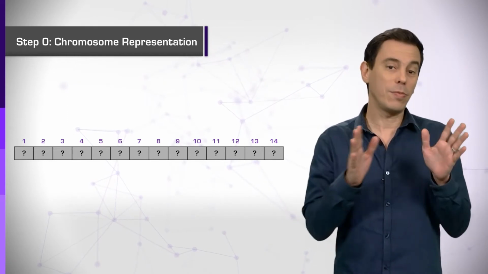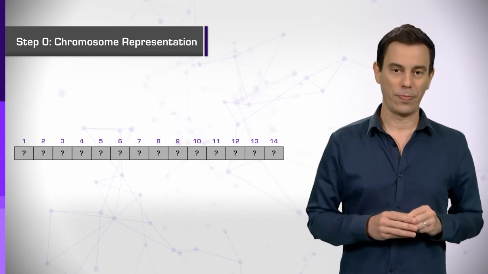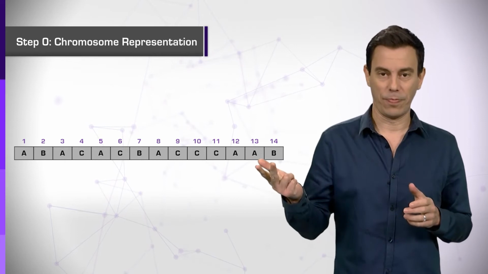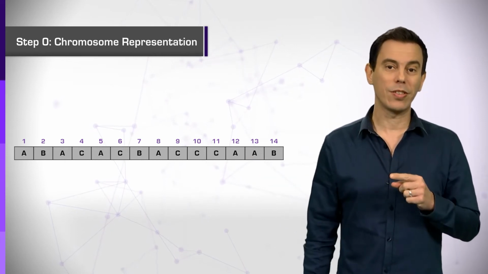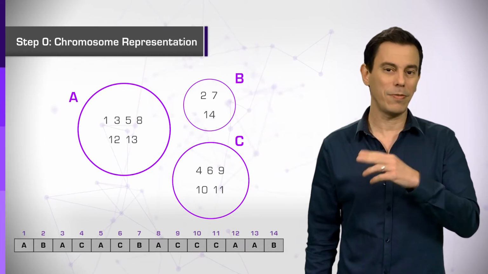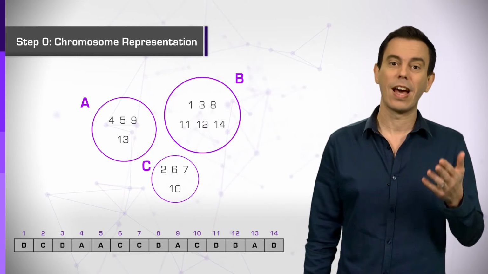Let's assume, as before, that we know that the correct number of clusters is 3. Therefore, we will use the letters A, B, and C. So, this sequence represents these clusters. It's like genotypes and phenotypes. A different genotype represents different clusters, as you can see here.